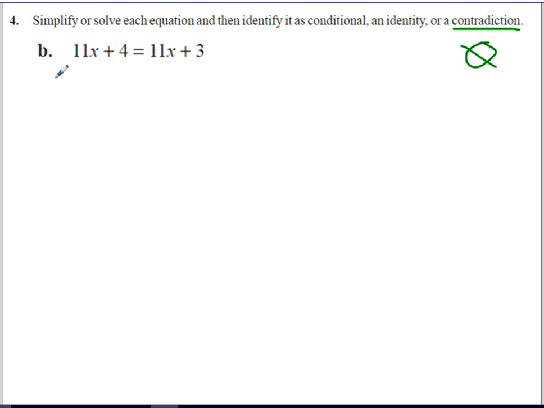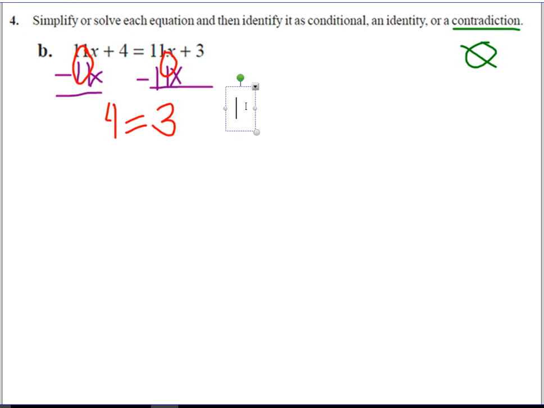And so what we would do is say, I'm going to try and move the x's, so I need to get rid of the 11. So all my x's can go on one side, and what happens is I end up zeroing out the x's on both sides. So when I bring down my numbers, I have 4 equals 3. Not true. And so again, our answer would be no solution because it's a contradiction problem. 4 cannot equal 3.